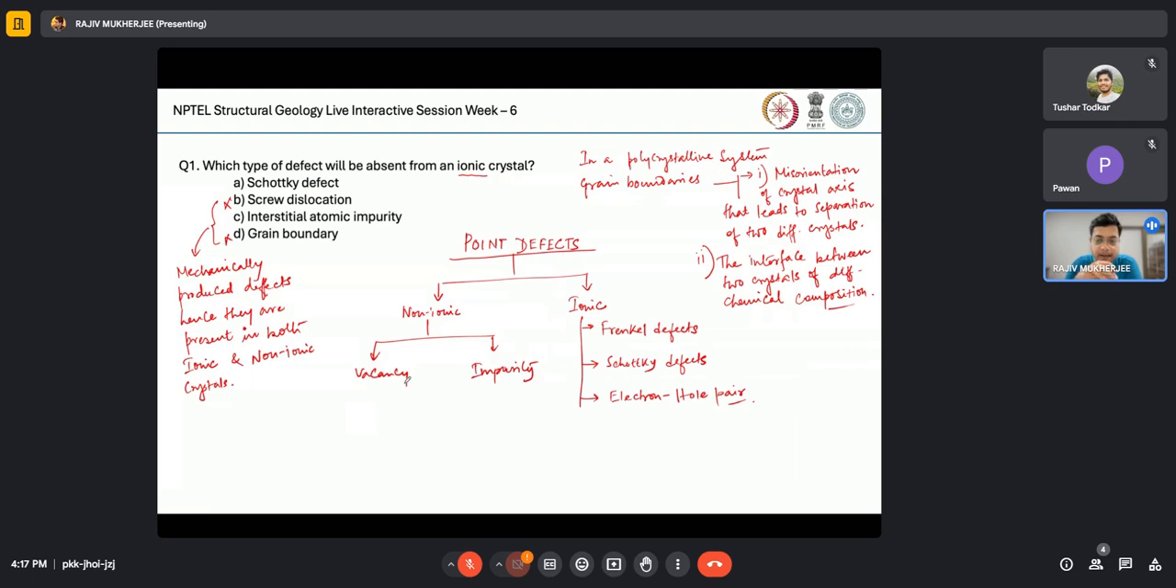So this creates an energy field that is either very low from the equilibrium position or very high, and that would lead to instability within the crystal, and eventually the point defect will propagate in a particular direction to mitigate this energy imbalance and eventually come to the equilibrium condition. So impurities are again classified into two categories. One is interstitial impurity, and the other one is substitutional.